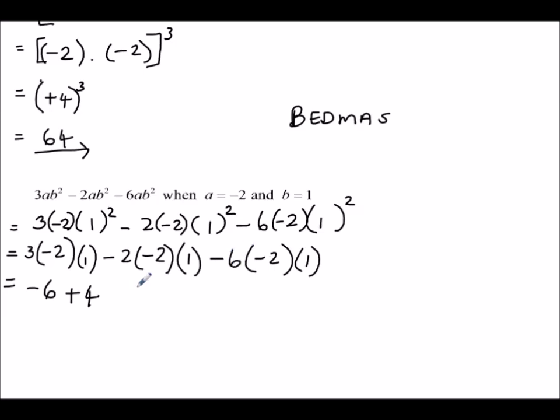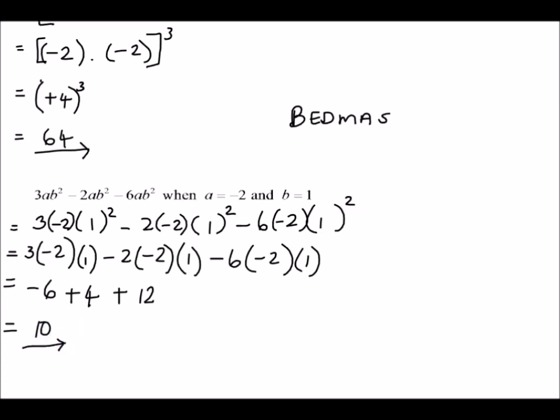A negative multiplied by a negative is positive. 6 2s are 12, 12 1s are 12. Right. 4 plus 12 is 16. 16 minus 6 is 10. That is the result of that.